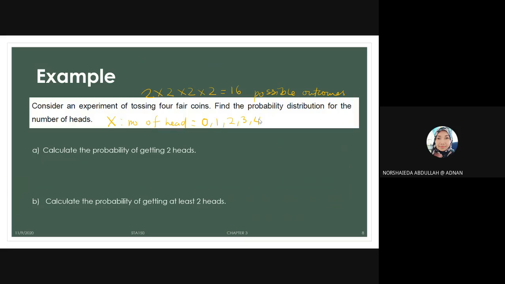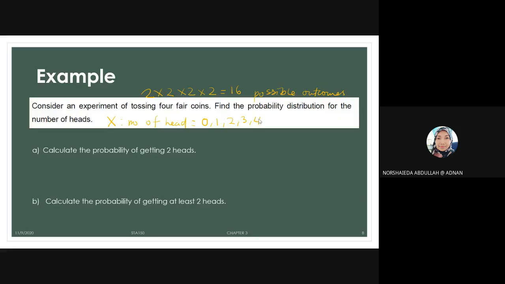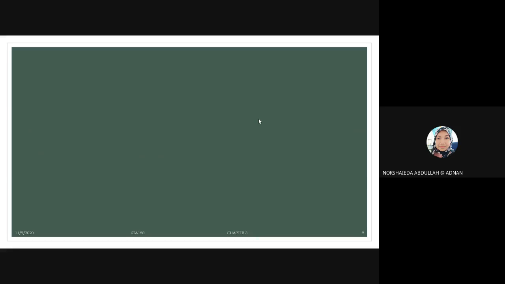To get the probability distribution, we need to identify the probability of each outcome. What is the probability we will get number of head 0? What is the probability x equal to 1, x equal to 2, x equal to 3 and x equal to 4? So we need to find all the probabilities of x. Then we get the complete probability distribution for this experiment.